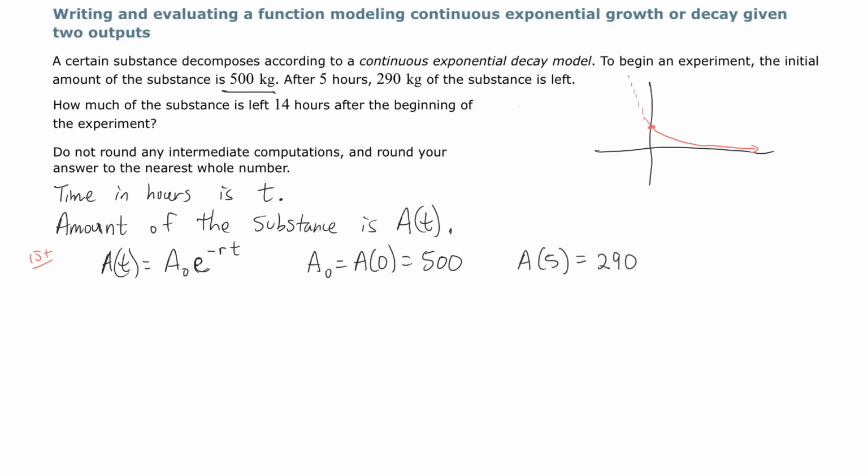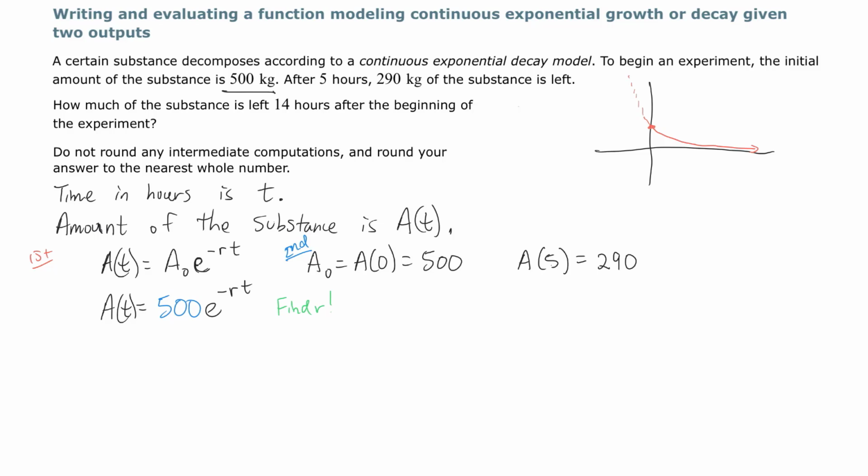Let's use this part second. This is our second hint. If we use that, we could rewrite A of t. A of t is now equal to 500 base e to the negative rt. And now we know what's missing. The only thing that's missing is r. So our goal right at this moment is to find r.